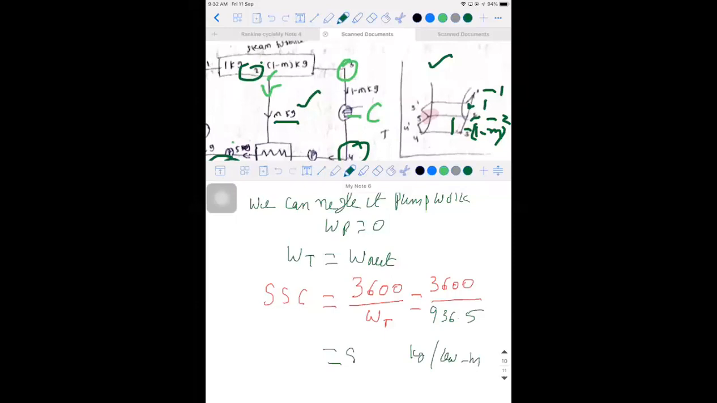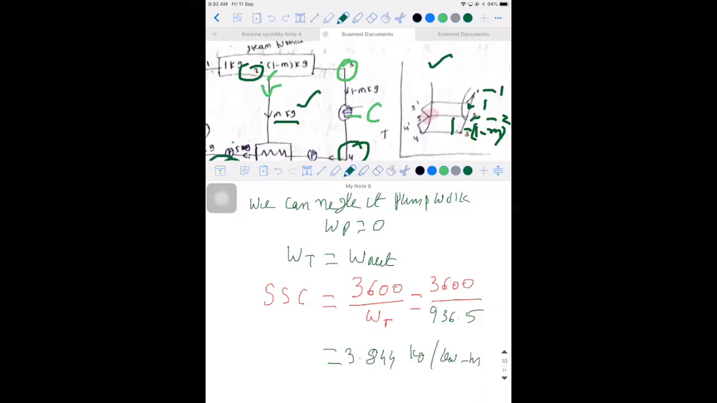If you get a different value, don't worry, you can carry on with your value, because it is a graphical method. Different people will get different values, but the procedure is important rather than the final values. Yes, sir, 3.844 kg per kilowatt hour. This is the SSC. You have got it.